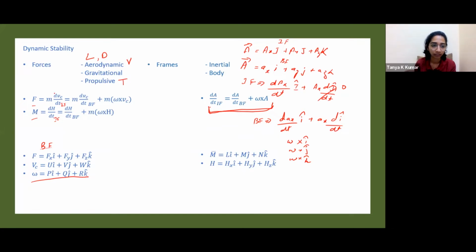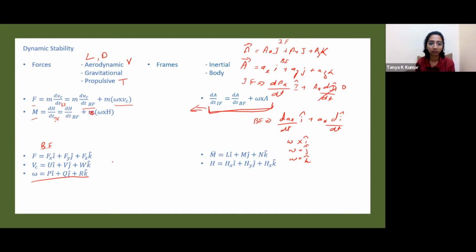We use this relation in our two equations of motion, that is, the force equation of motion and the moment equation of motion. This dVc/dt is differentiated in the inertial frame, but we measure these terms in the body frame, so we have to equate these two. Using this equation, in place of the vector a we take Vc: dVc/dt in the body frame plus omega cross Vc. Similarly, for the moment equation, we have dH/dt in the inertial frame. In place of a, we use H, so dH/dt in the body frame plus omega cross H.